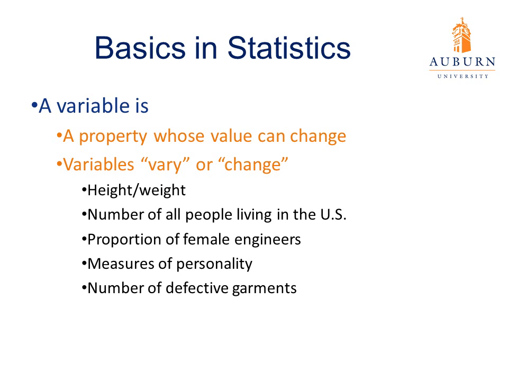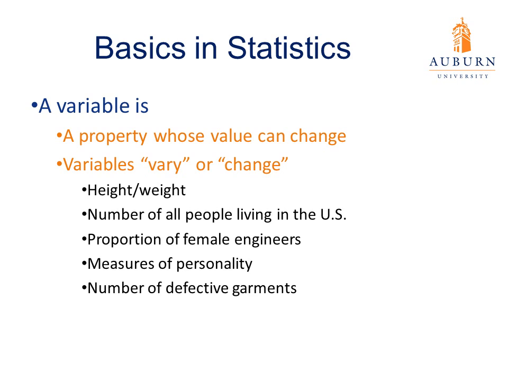So something like height or weight. People's height changes depending on the person. People's height changes with their age. The same thing with weight. People's weight varies from day to day and across different people. Another variable might be the number of all people living in the U.S. And so the number of all people living in the U.S. changes across time. In other words, it varies. It is a variable. Another example might be the proportion of female engineers. That changes across time as well.